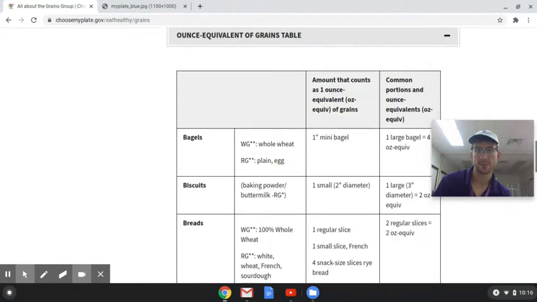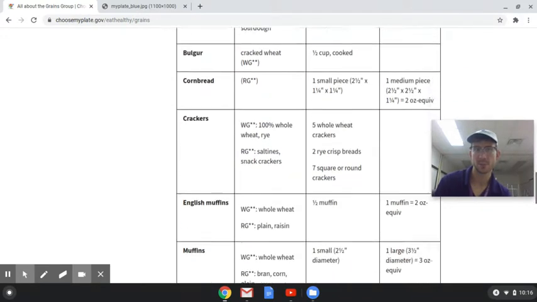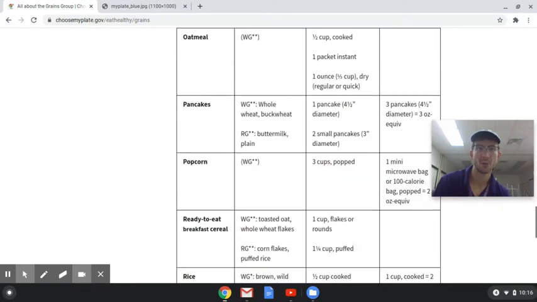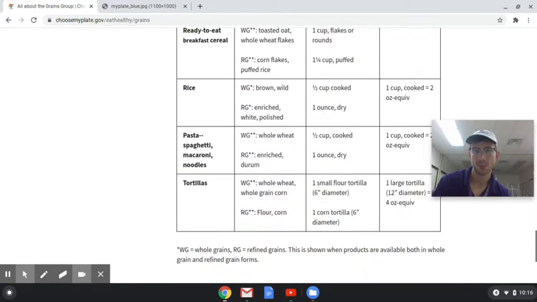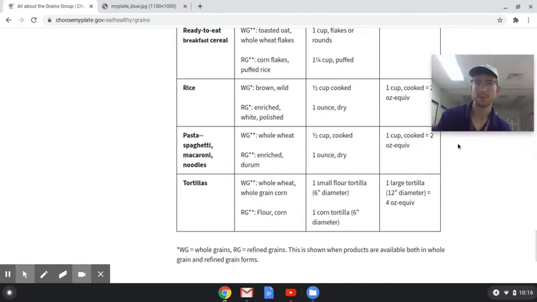Gives you examples of grains such as bagels, biscuits, breads, cornbread, crackers, English muffins, oatmeals, pancakes, popcorn, rice, tortillas, pasta, or spaghetti. Gives you how much you need, and also talks about that stuff too. So go ahead and take a look at that and use this information to complete your assignment.